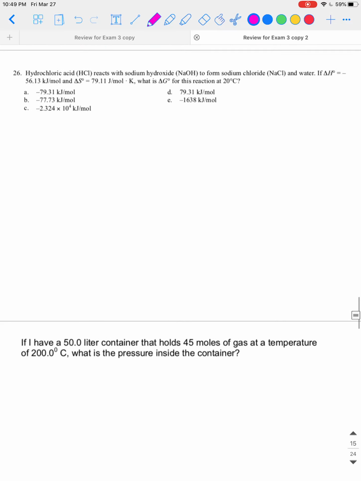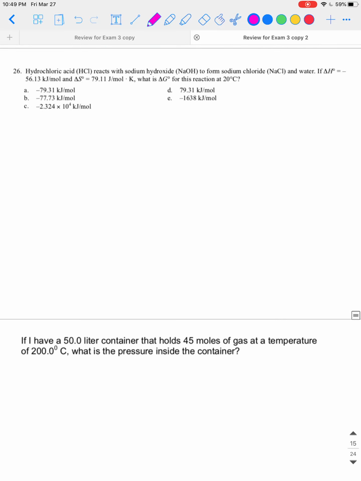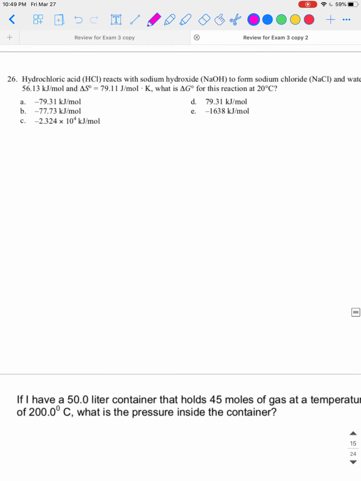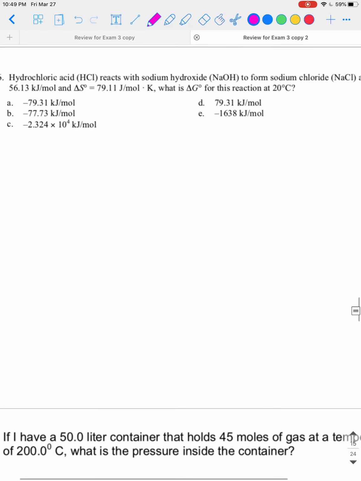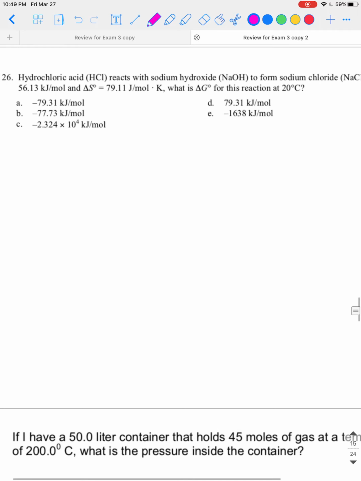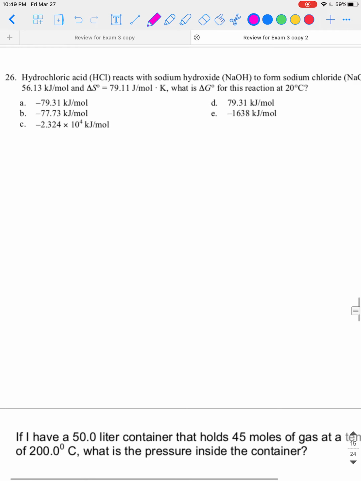Okay, next problem. This one says hydrochloric acid, HCl, reacts with sodium hydroxide to form sodium chloride and water. If delta H is negative, there's a negative right here, 56.13 kilojoules per mole, and delta S is 79.11 joules per mole Kelvin, what is delta G for this reaction at 20 degrees Celsius?